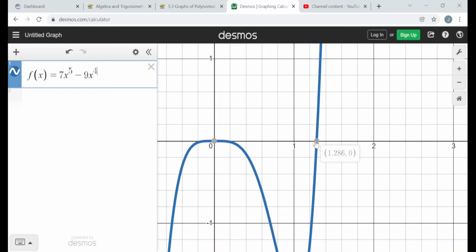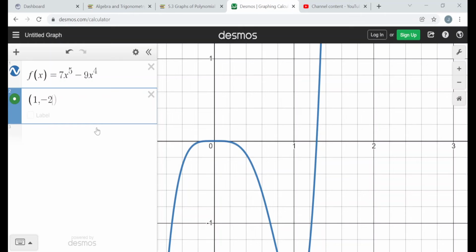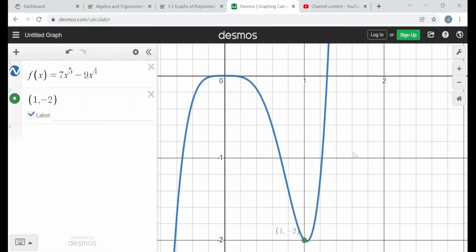See at 1.286 there's an x-intercept between x equals 1 and x equals 2, right? And remember, at 1, you have (1, negative 2) on the graph. And I'll label it, the point (1, negative 2) down here. And then the other point at x equals 2 was 80. (2, 80), I can label that point as well.